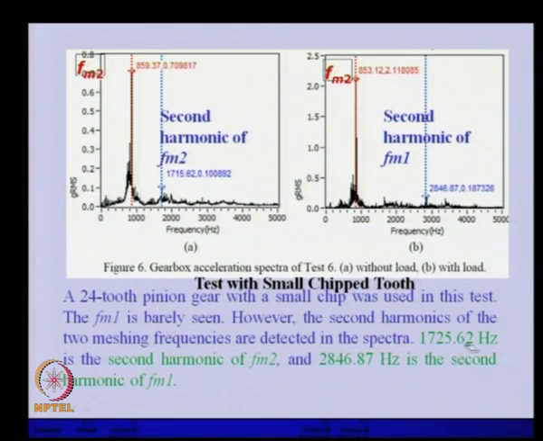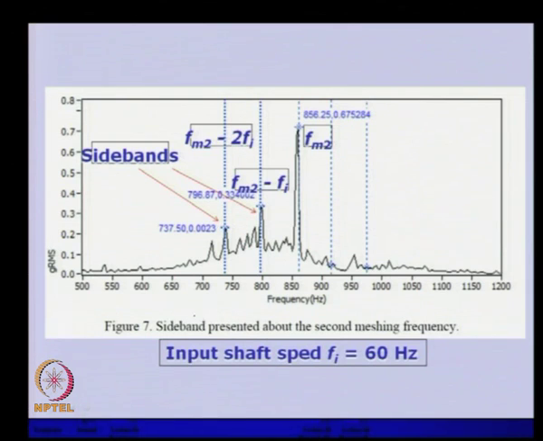So, the 1725, that is this one, and the second harmonic of this is 2846, you can see here. Some higher multiples of the harmonics of the mesh frequencies are visible, but FM2 is more predominant, FM1 is not that predominant, but second harmonics are picking up. Okay. Then the next is this, you can see the sidebands presented about the second meshing frequency. This is the second mesh frequency, and this is the sideband.